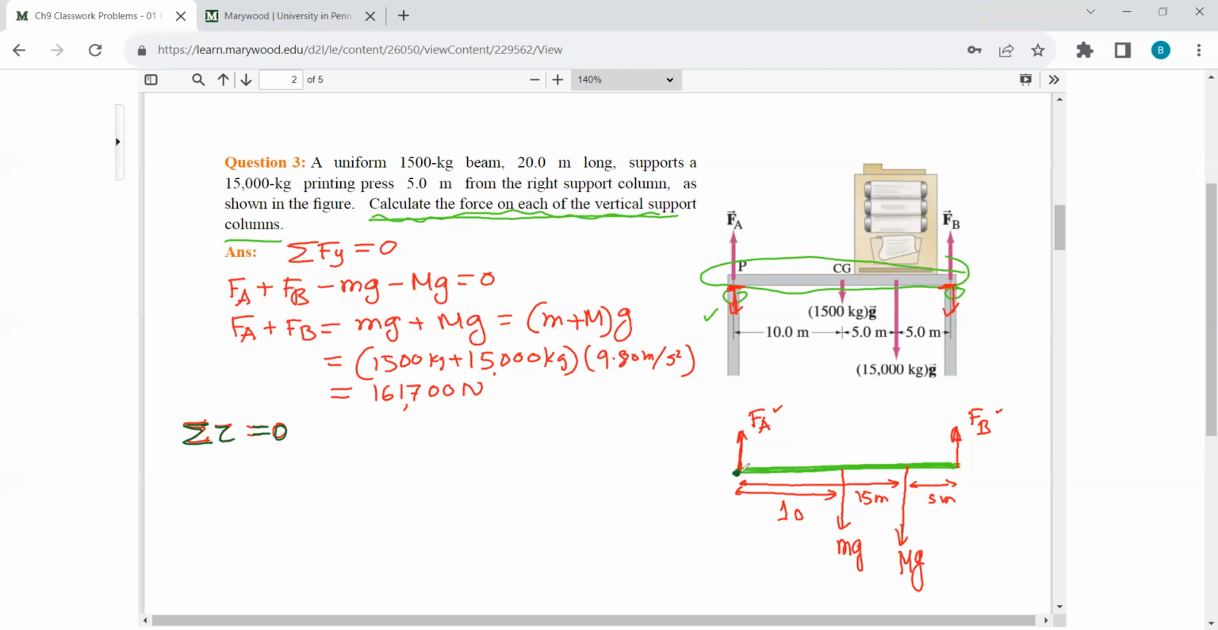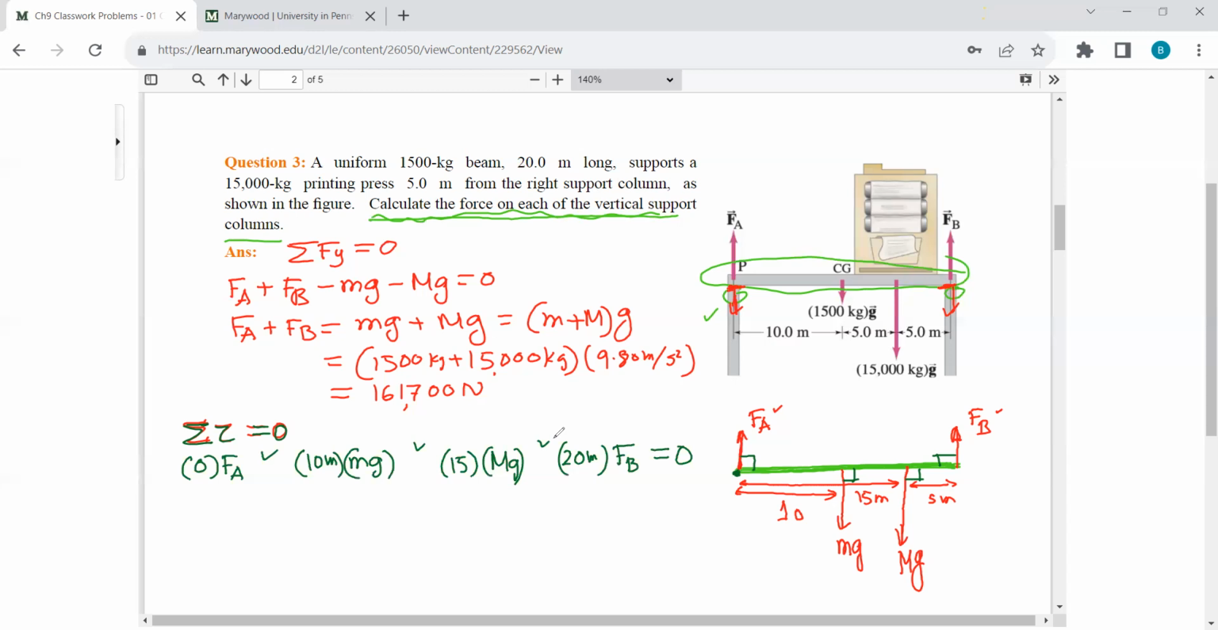Okay, so let me use this as our axis of rotation, and again you see that all the forces are perpendicular to the lever arm. So again sine theta equal to sine 90 degree, and that is equal to 1. So I'm not going to write sine here in my equation. So this is my axis of rotation. So for FA, the lever arm is 0. Then for mg, it is 10 meter, for big Mg for the printing press, 15 meter, and 20 meter for FB, that is equal to 0.